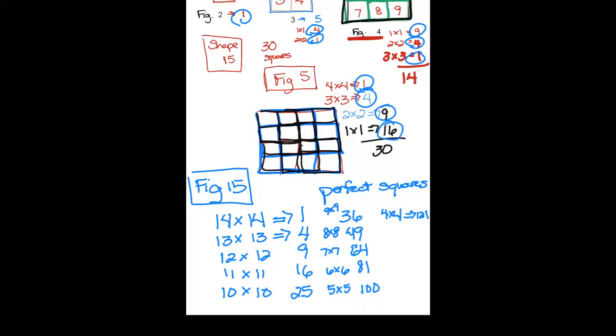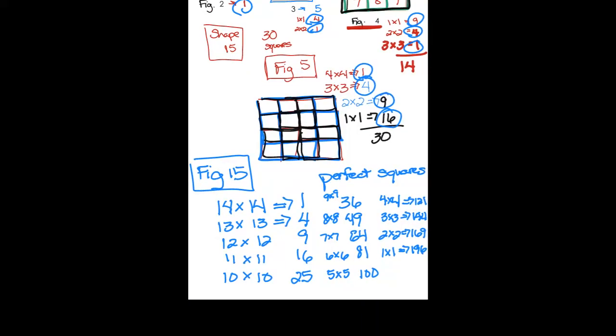That's good. 3 by 3. 144. 2 by 2s, 169. And how many 1 by 1s? 14 by 14, which is 196. Okay, that's great.